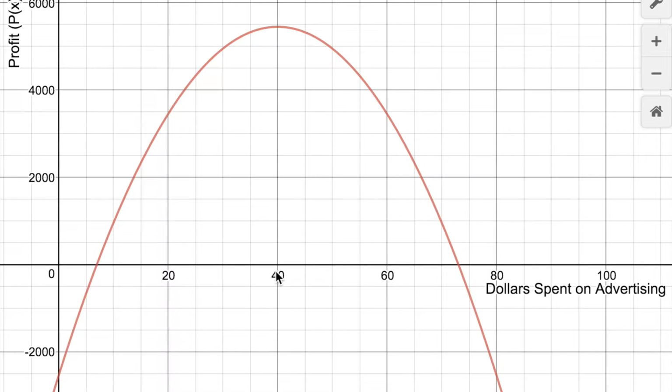So, the more money spent on ads, the more profit made, until $40,000 is spent on ads. This is where the profit made equals the cost of advertising, so the company isn't making any money. By spending more than this amount on ads, the profit begins to decline.